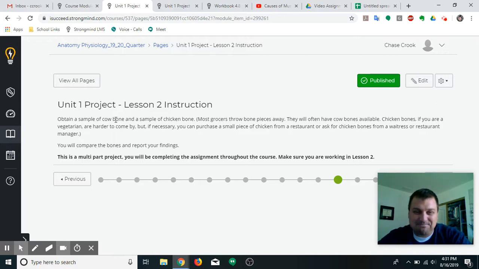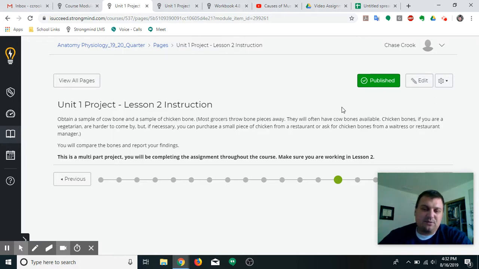But anyways, get the cow bone and chicken bone, and you will do some things with them. Basically, this first unit goes over bones and other types of tissue, such as muscle and skin and things like that. It's going to have you look at the bone structure of these different organisms. Pretty simple here.